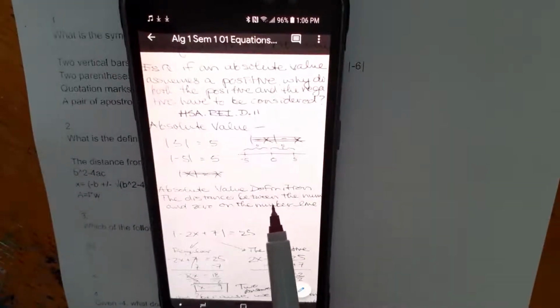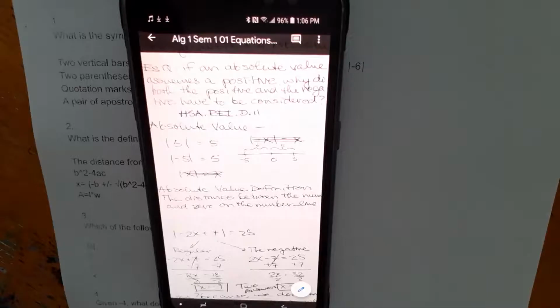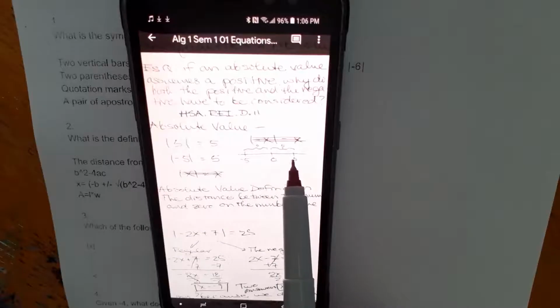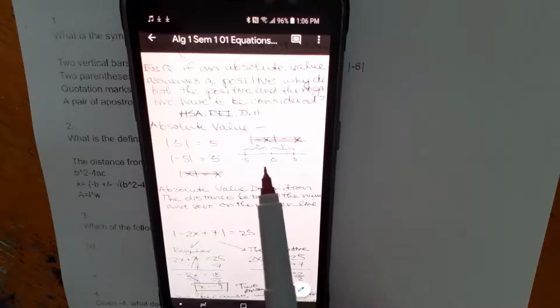And it's just talking about what are the symbols for absolute value. Here's the vertical bars. The absolute value of 5 is 5. The absolute value of negative 5 is 5. Why? Because the absolute value definition is the distance between the number and 0 on the number line. So if you're looking at a number line, what's the distance between negative 5 and 0? 5. And what's the distance between positive 5 and 0? 5. So that's why absolute value always comes out positive.